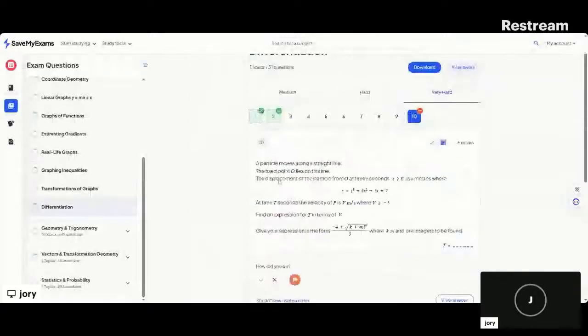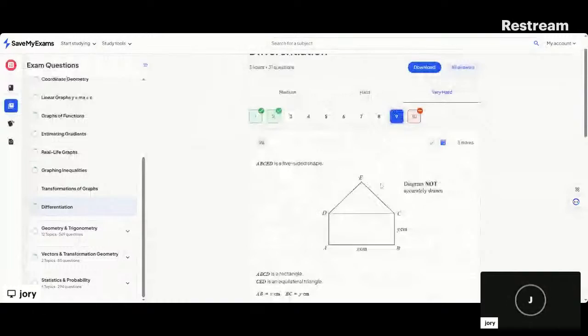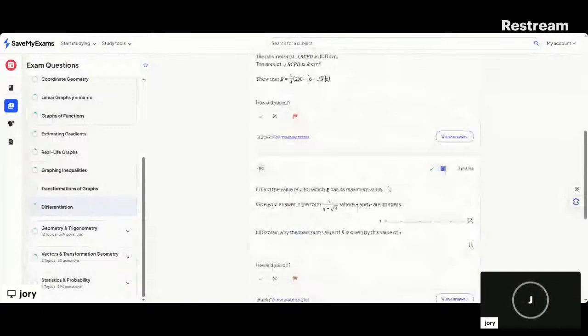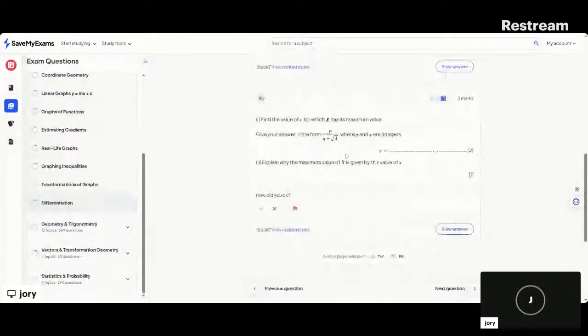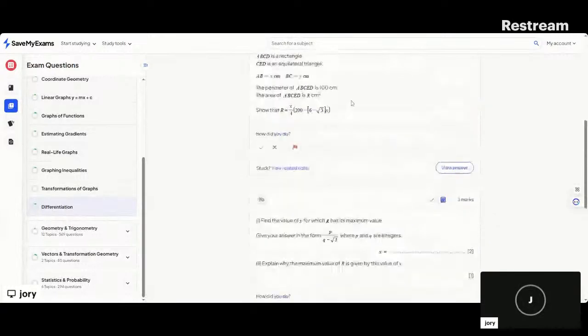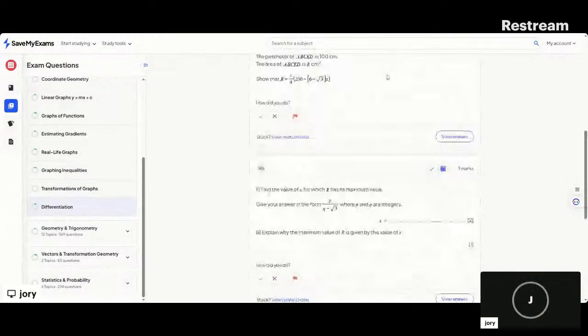I'm going to go to a different one. I solved this at school today. And this one, we had a problem, and so let's try to solve that. Find the value of x where r has its maximum value, and this is a squared thing. So you're looking for a turning point. That's exactly what you're going to do.